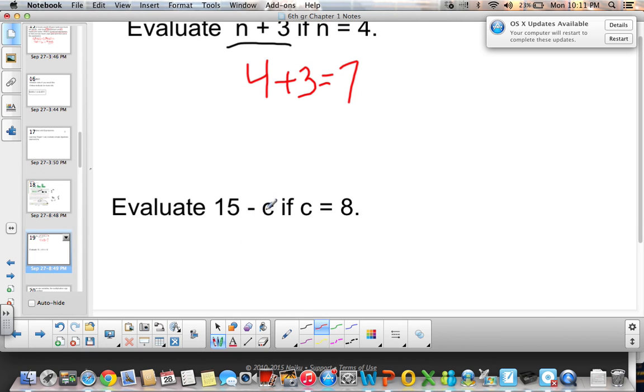15 minus c if c equals 8. Here's my algebraic expression. C equals 8, so we put 8 into c. We rewrite it. 15 minus 8 then would equal 7.